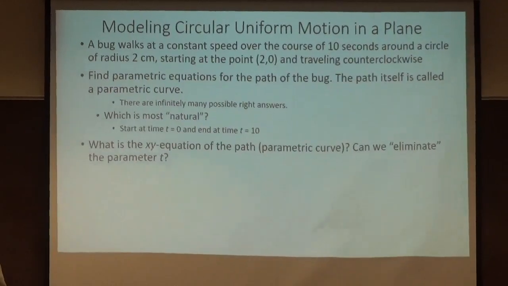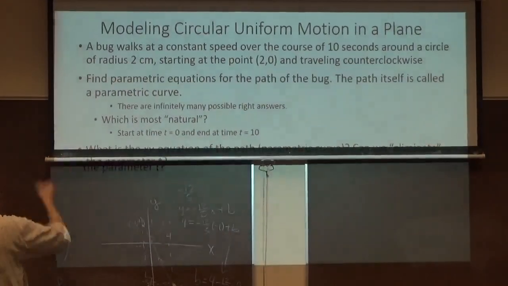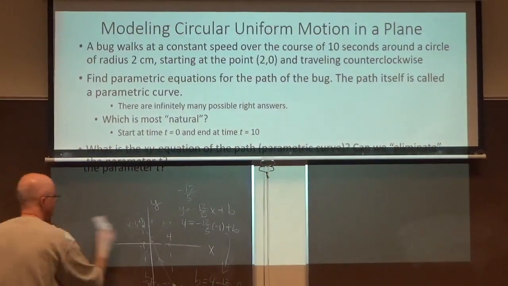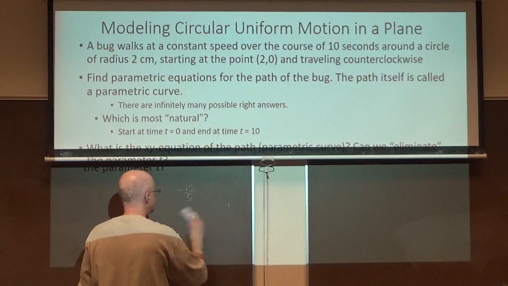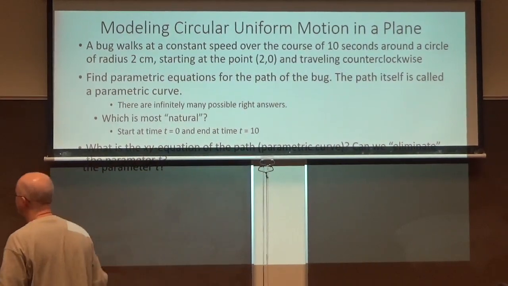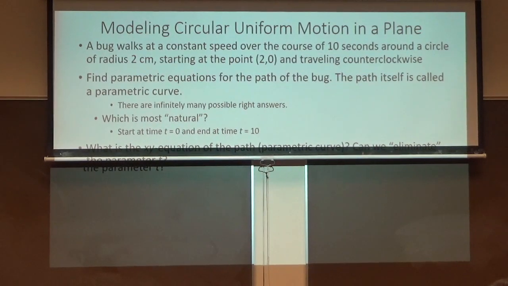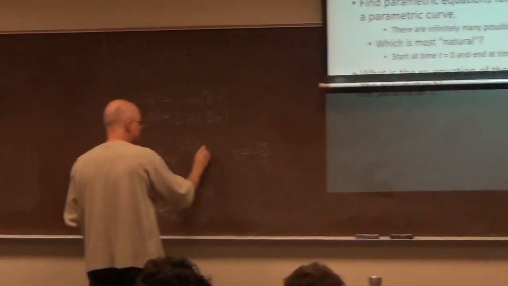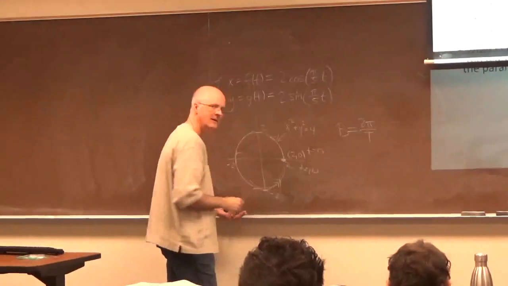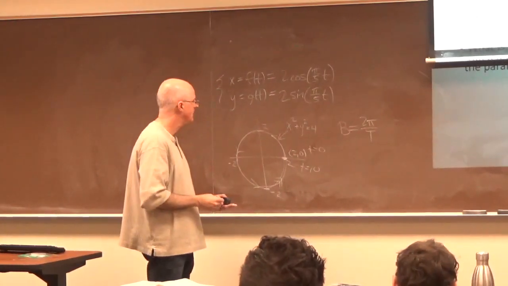And the easiest way to do it in this context is to avoid trying to solve one equation for t and plugging it into the others. Instead, just realize, hey, wait a minute. What's the equation of the circle? I know what the path is already. It's a circle of radius 2 centimeters at the origin. X squared plus y squared equals the radius squared. That's the equation of that circle.